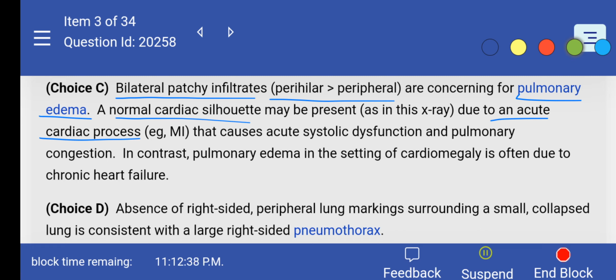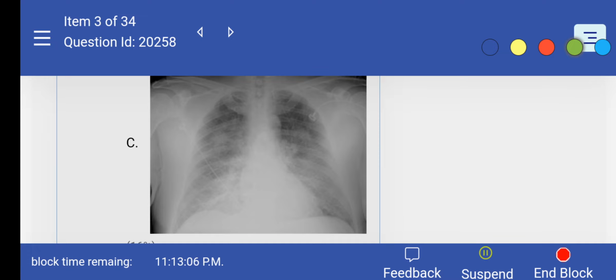Now this case is important. In contrast, pulmonary edema in the setting of cardiomegaly will be there if there is chronic heart failure. This is important, right? We will talk about that. So they're talking about this one, like normally not that much high perihilar patchy infiltration, right? Perihilar area, but over here this has been increased, right? And there is patchy infiltration, like normally not just like these whitish areas.